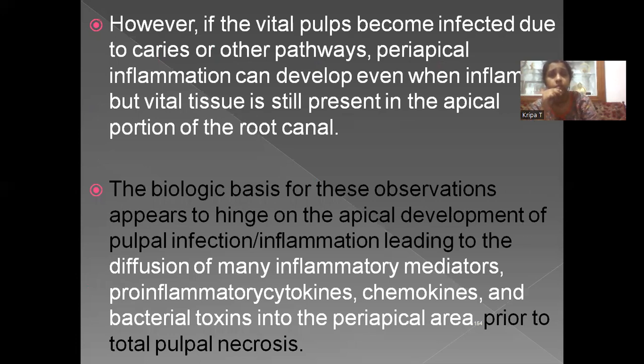However, if a vital pulp becomes infected due to caries or other ways, periapical inflammation can develop even when inflamed but vital tissue is still present in the apical part of the root canal. The biologic basis for this observation is that many inflammatory mediators and toxins are released, which can occur even prior to total pulpal necrosis. So that's why, even prior to total necrosis of the pulp, periapical changes or destruction can start.